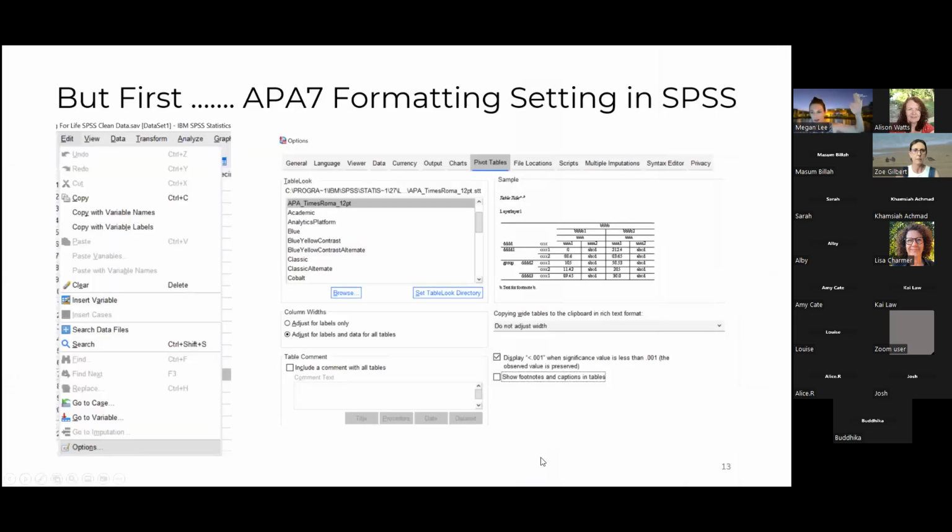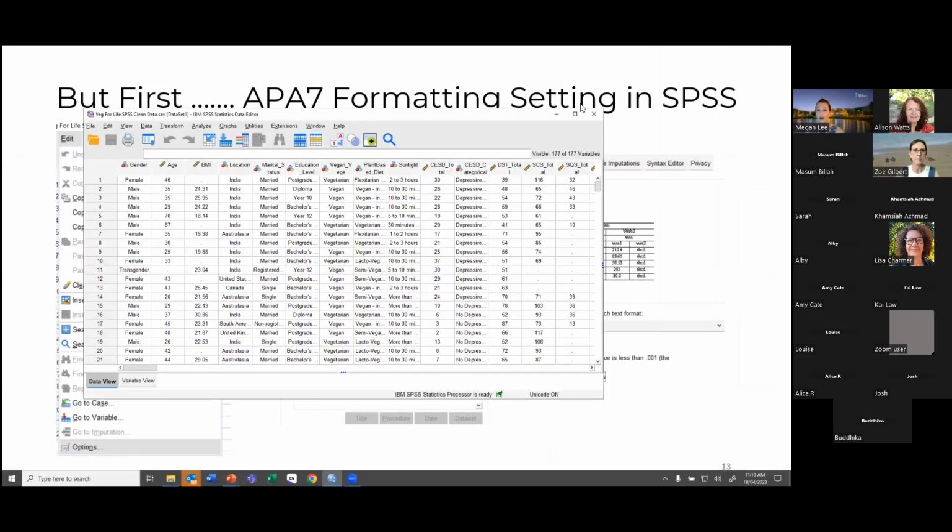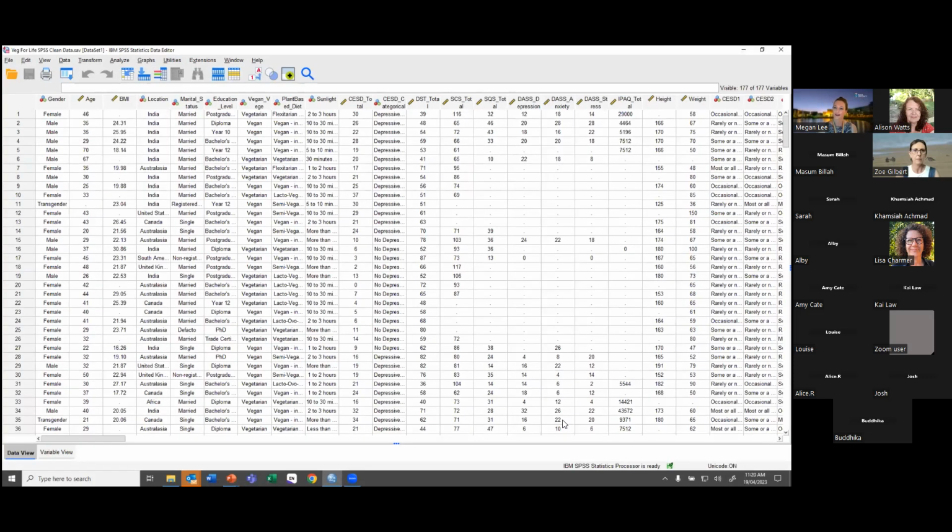But first, last week I promised that I would show you how to set your SPSS up so that all of your output comes in perfect APA 7, so you don't have to do all the editing of the tables and the figures in APA 7. My PhD student actually taught me this. So here we go.